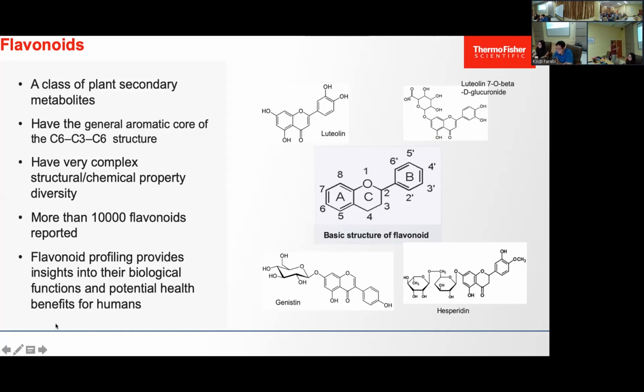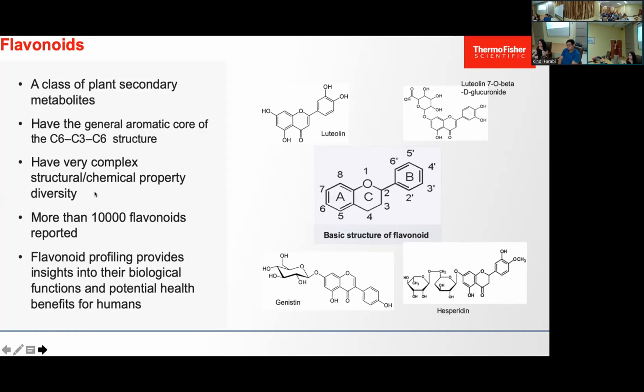Okay, so this is why you need to do profiling. And before you can commercialize, let's say you find a good compound, you know that this is very good to human, you also need to do a biological function study: how it's going to metabolize inside our body. Okay, next.